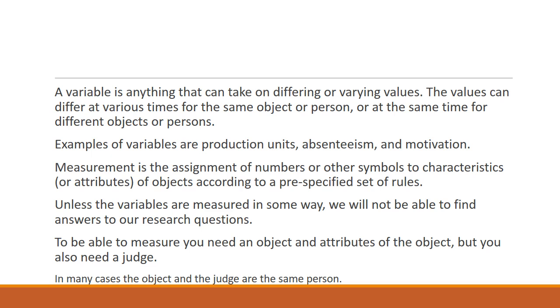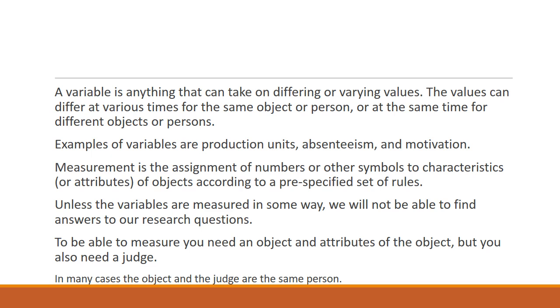So write down this definition as well. We took the characteristic or attribute of objects, the changing characteristic or attributes of objects, and called it a variable. So numbers or other symbols to variables according to a pre-specified set of rules. Okay? I hope you have understood.